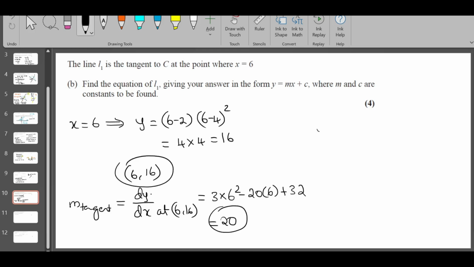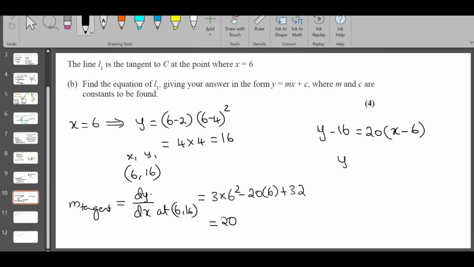We can write the equation y minus y1 is equal to slope times x minus x1. Or you can use y equals mx plus c also. This is x1, y1. So y is equal to 20x minus 120 plus 16, which is minus 104. I want the equation in this format, y equals mx plus c.